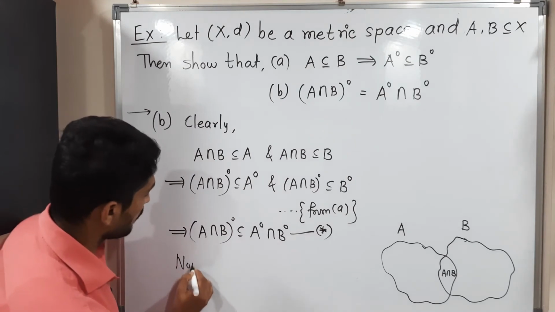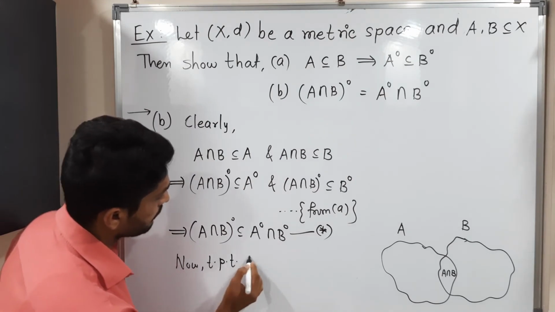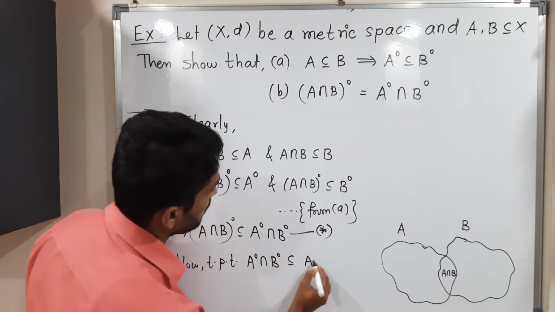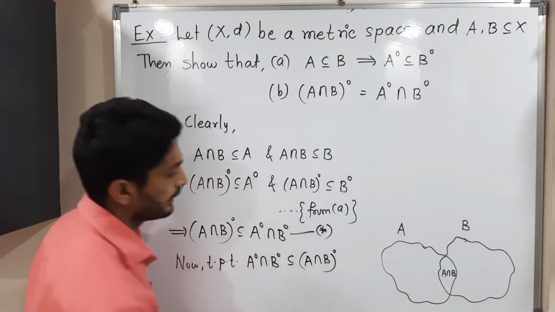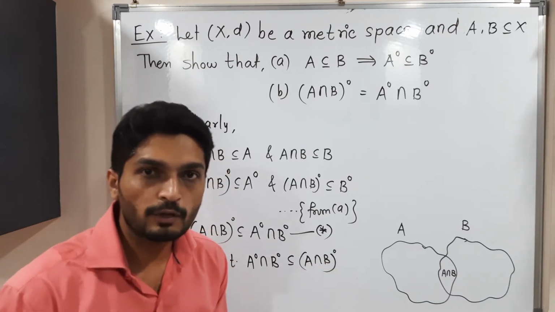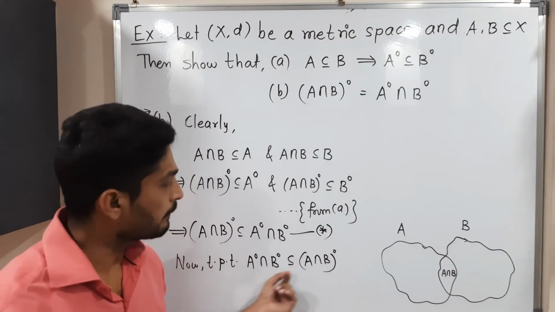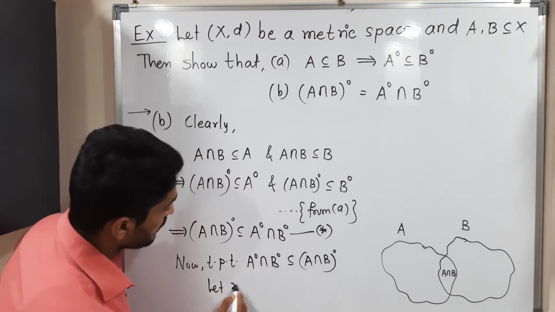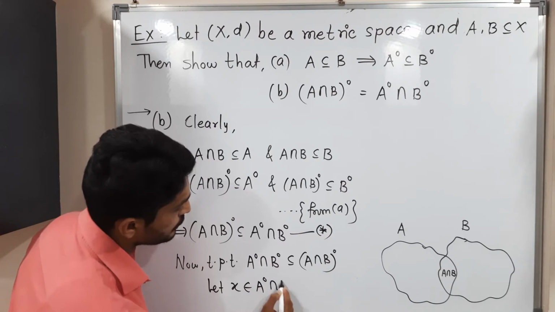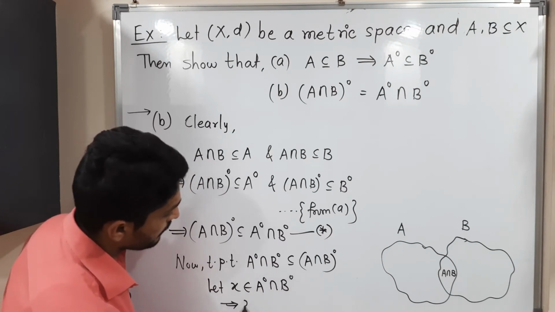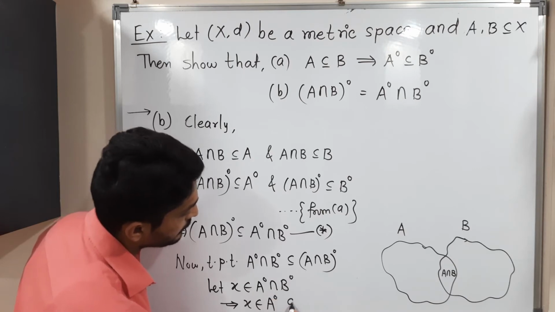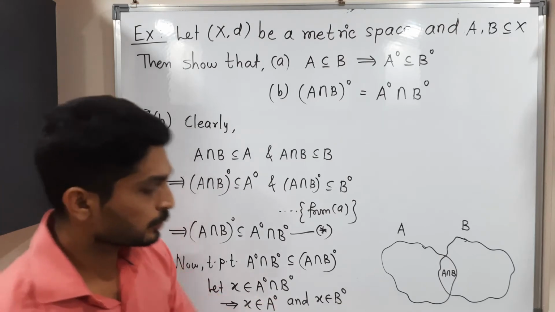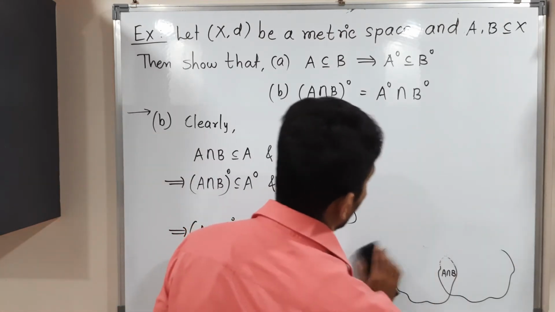Now to prove that A interior intersection B interior is a subset of (A intersection B) interior. How to prove one is a subset of the other? We will take one point and prove that that point lies in that set also. So let x belong to A interior intersection B interior. That means x belongs to A interior, intersection means and, x belongs to B interior. Let me remove this diagram. I hope you have understood this part.